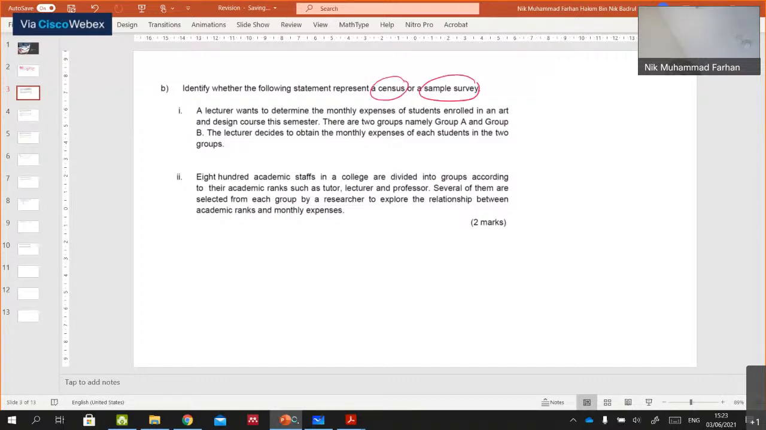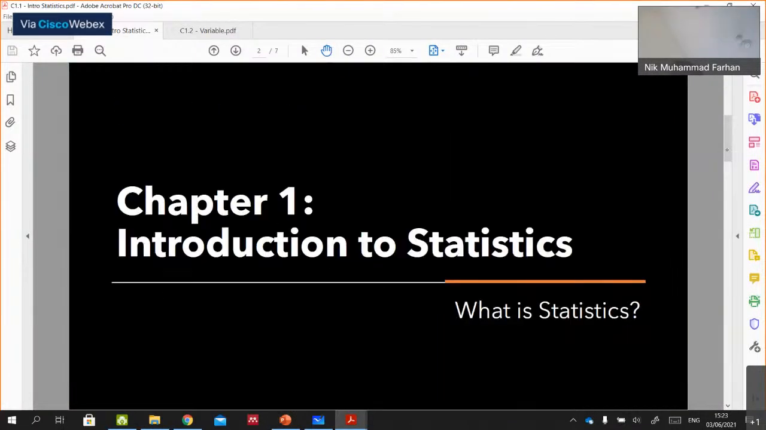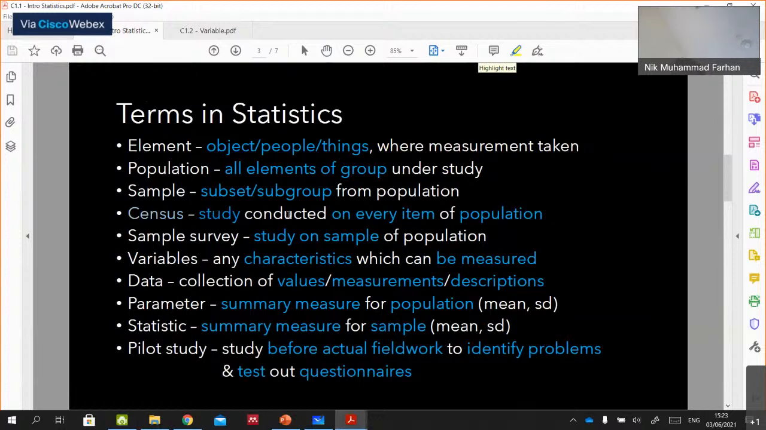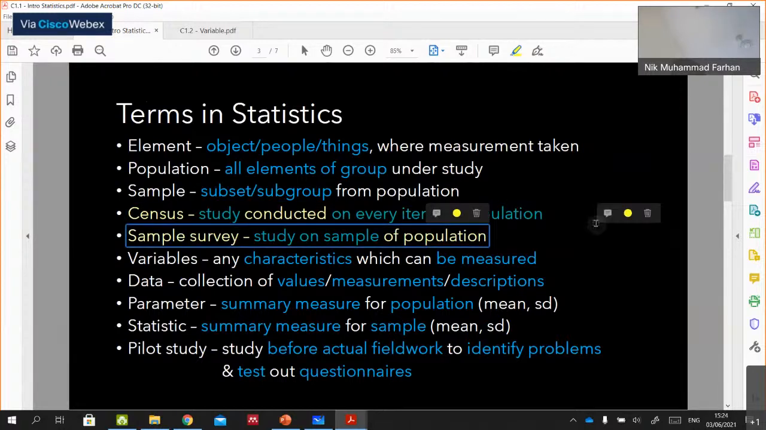So question B, identify whether the following statement represents a census or a sample survey. You have to understand the difference between the census and a sample survey. The census is a study conducted on every item of the population. But the sample survey is a study on a sample of the population, a part of the population, which is a subset.